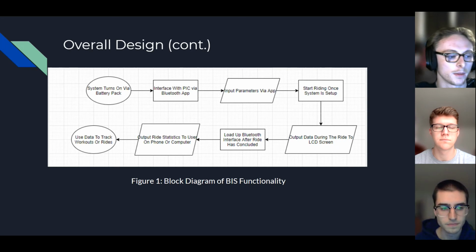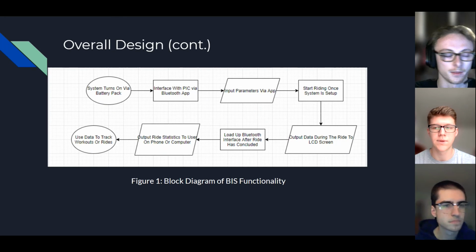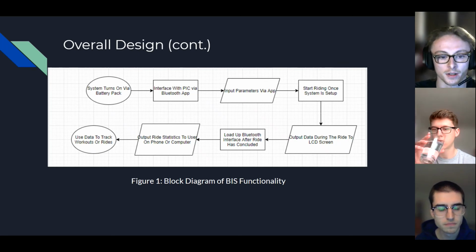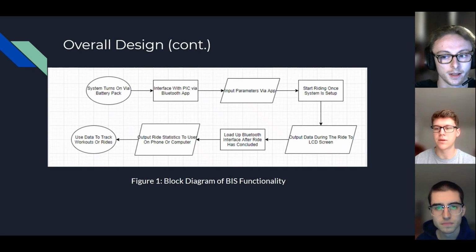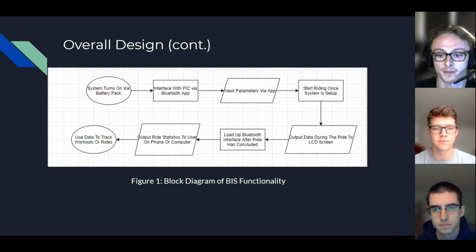So here's a block diagram of the specifics of the bicycle information system functionality. The system starts by having it turned on via the battery pack that will be installed onto the housing of the system. Following its initialization, we will interface with our microcontroller, which is our PIC16F886 microcontroller. Interface that with our Bluetooth in order to get the diameter of the bicycle wheel so that we can perform calculations on speed and distance using the Hall effect sensor. And this will be done as an input to Bluetooth via an app on some external device.